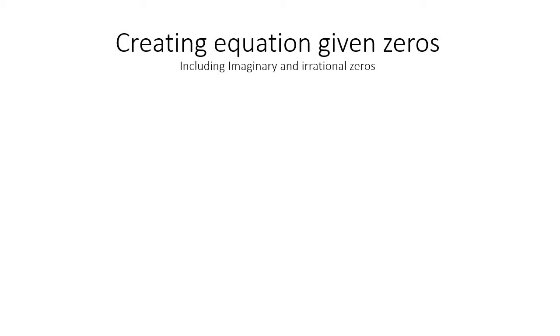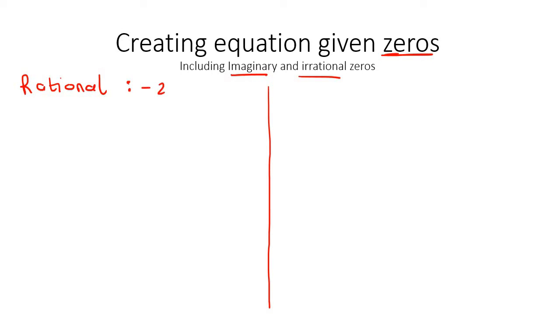In the previous lesson, I showed you how to create an equation given the zeros, but that was for rational numbers. In this lesson, we're going to be using imaginary and irrational, so it's totally different. But let me quickly remind you, if it's rational, then this is what we did. Rational, by the way, means nice numbers like -2, 6, 8, -3.